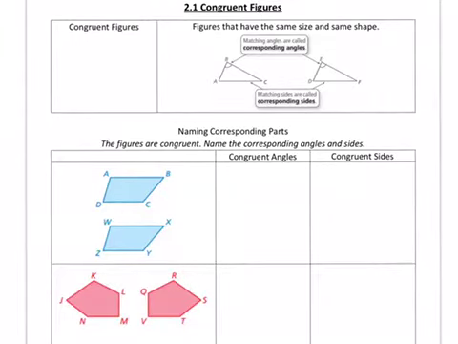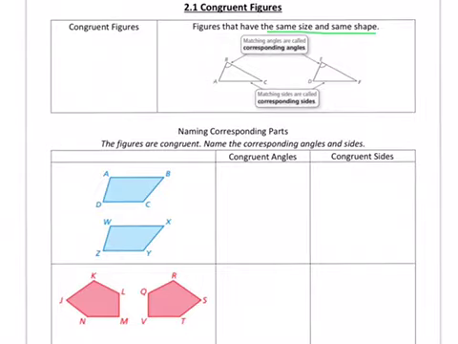Today we're going to explore congruent figures in terms of transformations. Congruent figures are figures that have the same size and the same shape. I like to say they're identical twins. If the angle has the same amount and the size of the leg or the side of the figure has the same amount, they're the same exact size.